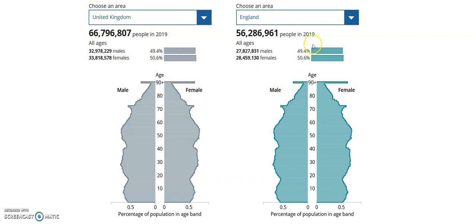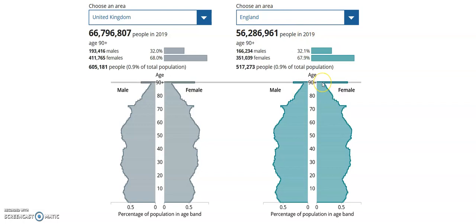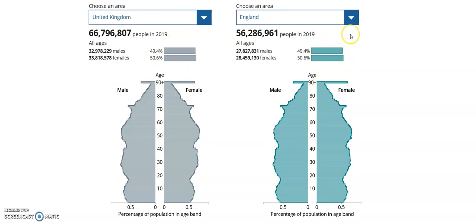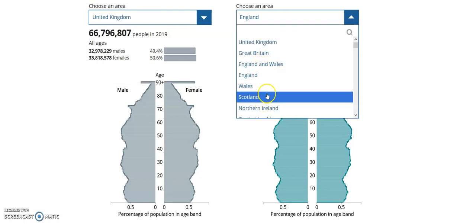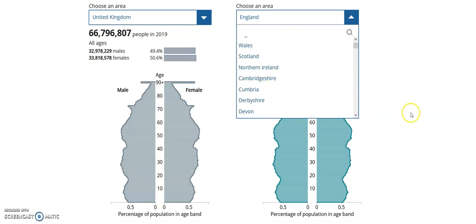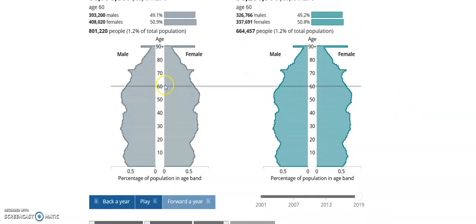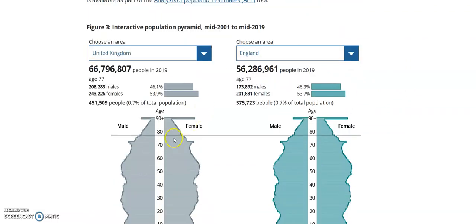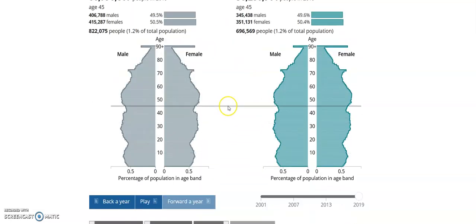Same as in England. If you look at this side of the chart showing England, you could choose others. You could choose England or Wales, Scotland, Northern Ireland. We have also here, at the age of 80, you could see 55% to 45% males. You could select a range.